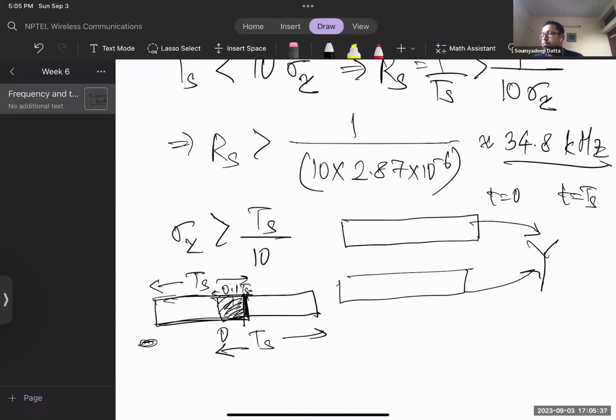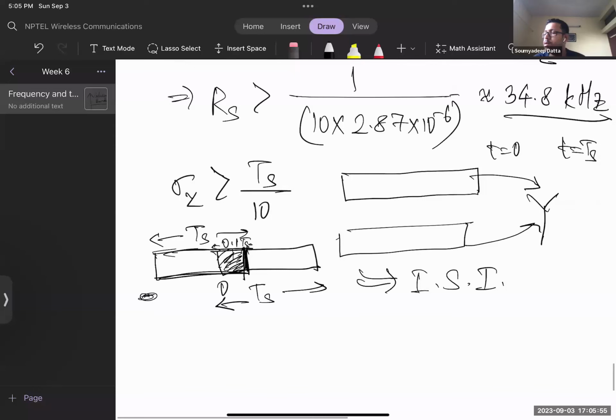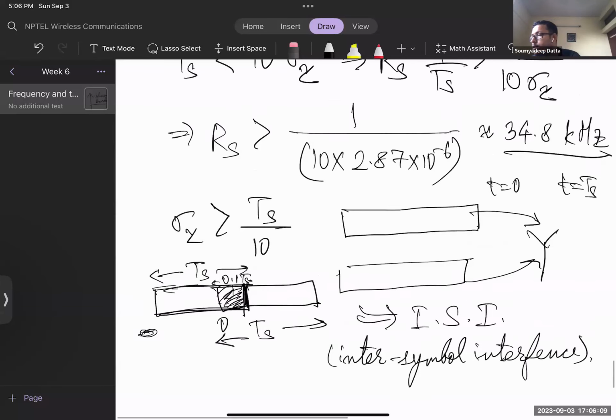And the more the delay, so let's say sigma tau is equal to Ts itself, then 100% overlap will be there between the previous and current signal. This is known as inter-symbol interference. The signal that you transmitted before will start interfering with the current signal.